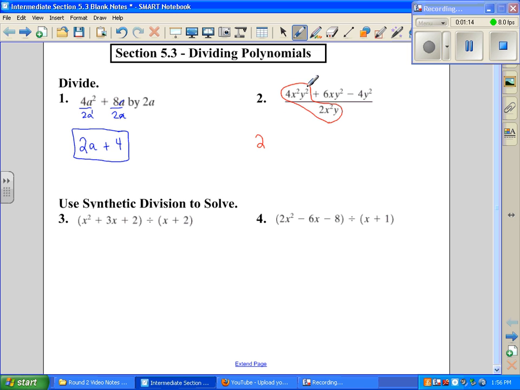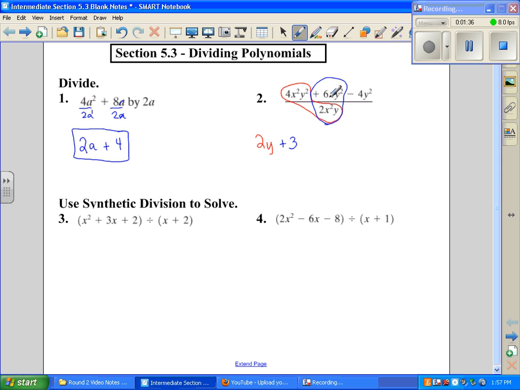And then I say this term and this term are like terms. So when you divide like bases, subtract. So 2 minus a known 1 is a known 1. Okay, I'm done with that term. Now I want to do the middle term divided by my monomial. So I'm going to say 6 divided by 2 is a 3.